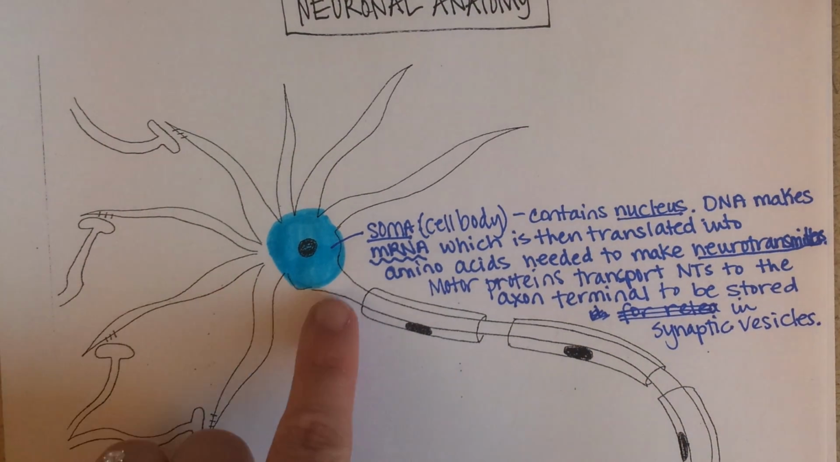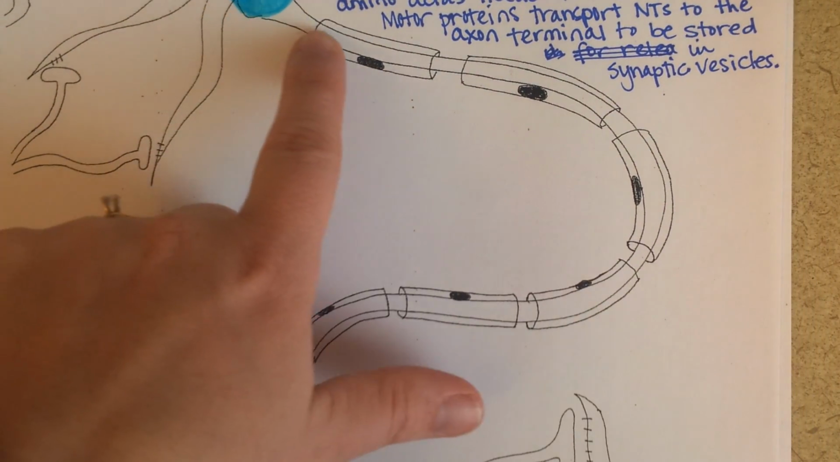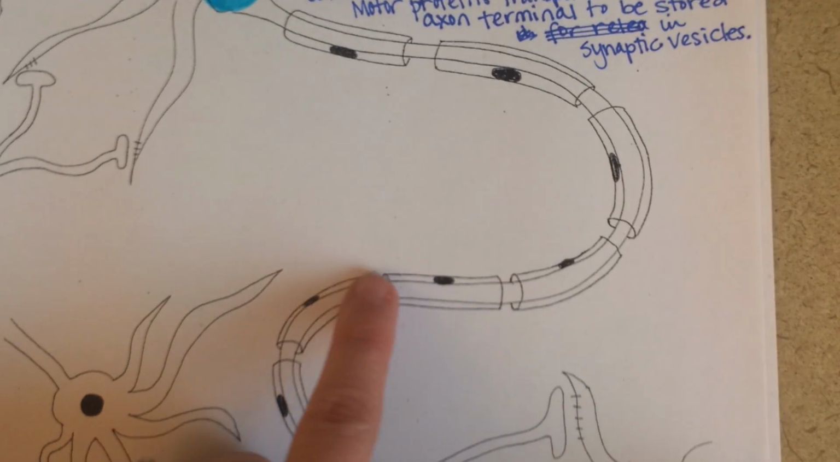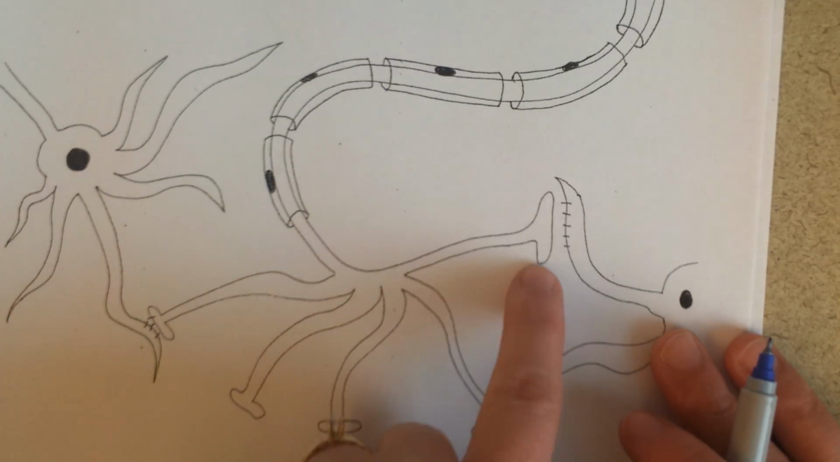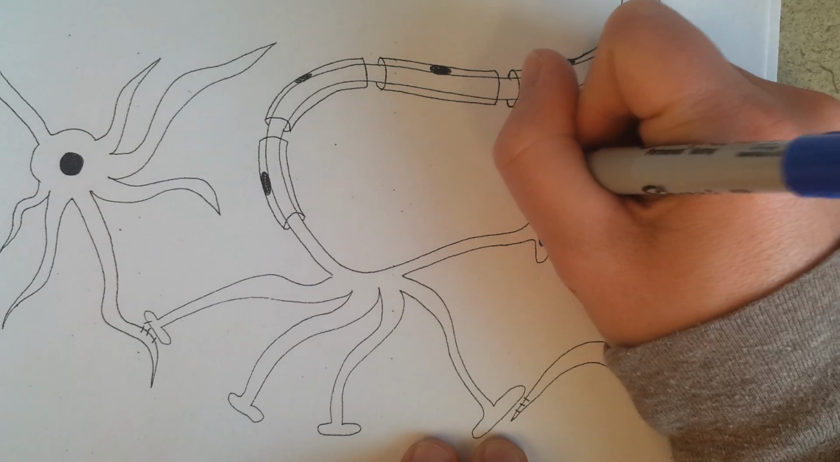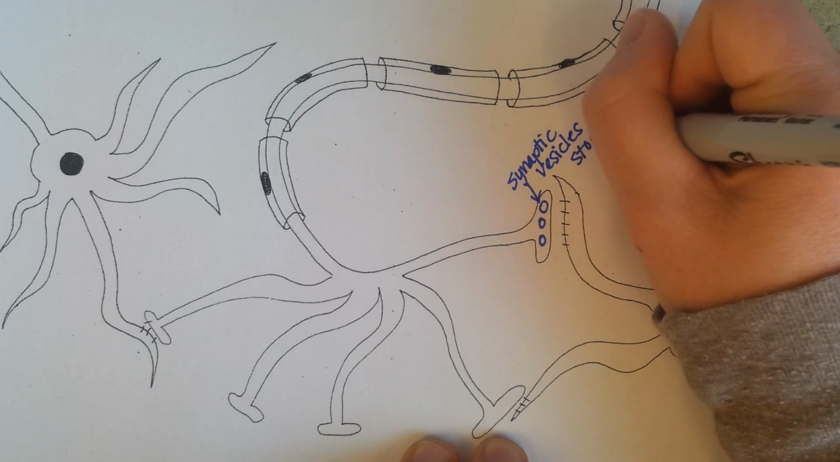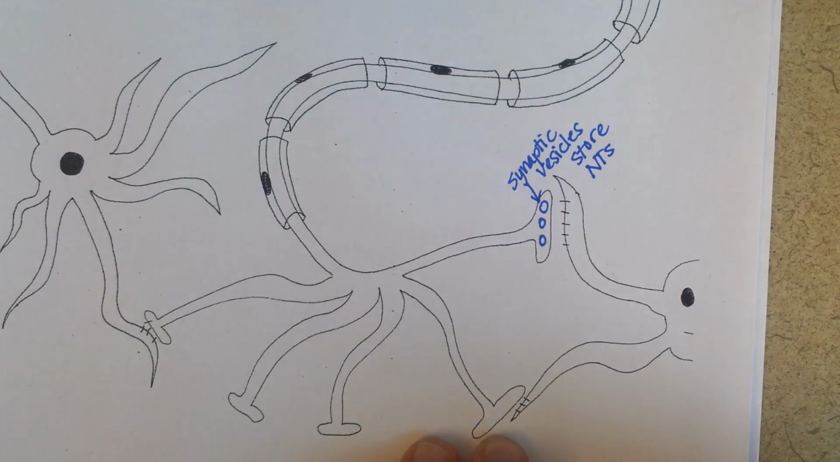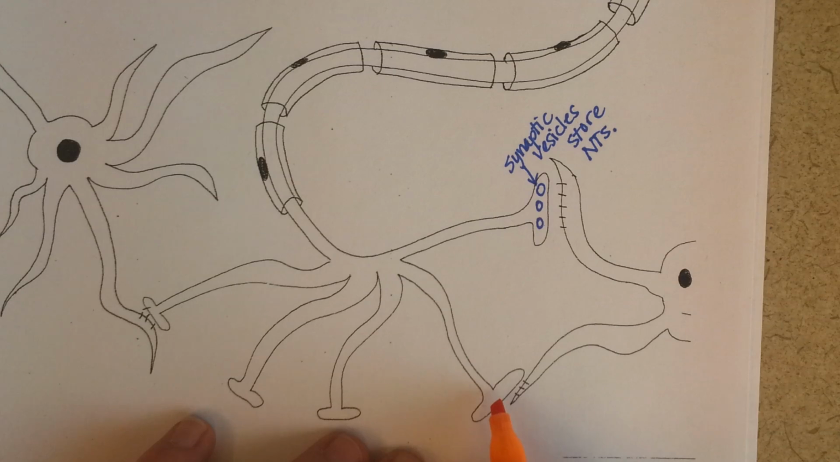So neurotransmitters that begin their life here in the cell body are transported all the way to the end of the line at the axon terminal, and then they're stored down here in synaptic vesicles. So the synaptic vesicles store the neurotransmitters. A synapse is where an axon terminal and a dendrite of the next neuron come together.